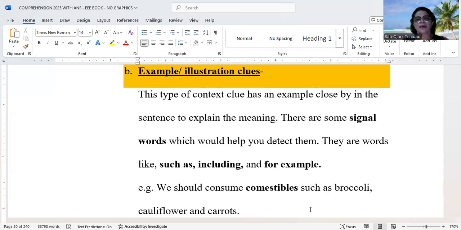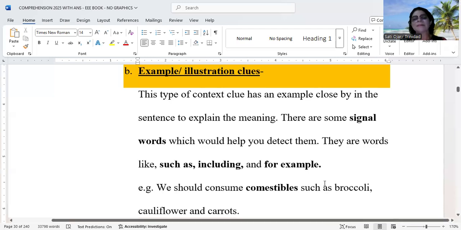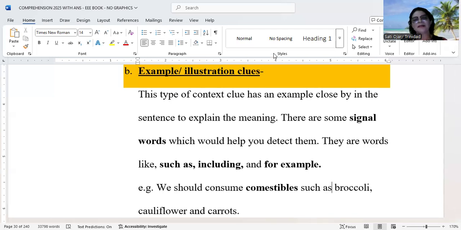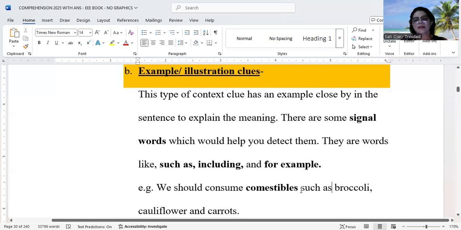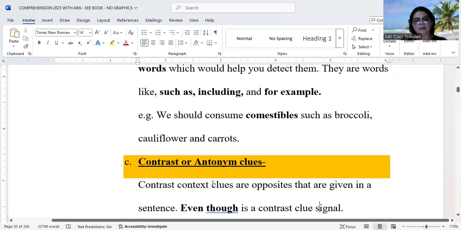Vegetables. Okay, Ranveer, what were you going to say? Comestibles. They are definitely comestibles. And someone just said comestibles are vegetables, right? So by having these words, broccoli, cauliflower, and carrots, we know that they are vegetables. So comestibles would be vegetables, right? So sometimes the examples help us to figure out what the word means.